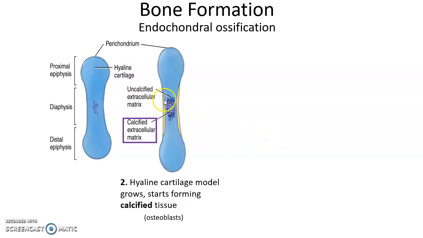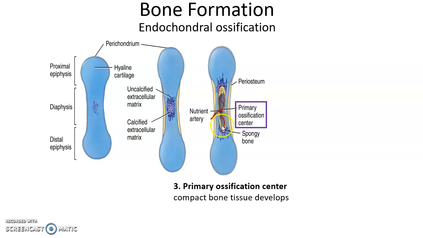An ossification center will start to develop in the center of the bone, where osteoblasts start to lay down bone tissue, and that becomes calcified and hardened. That will spread up and down the area that will eventually become the diaphysis. So that primary ossification center will be forming compact bone up and down and incorporating blood vessels into the bone structure.